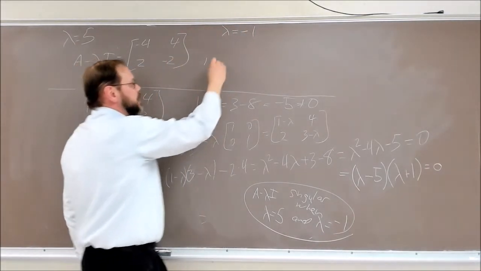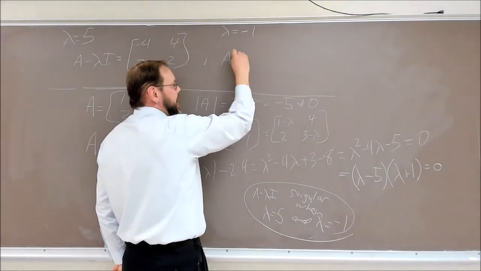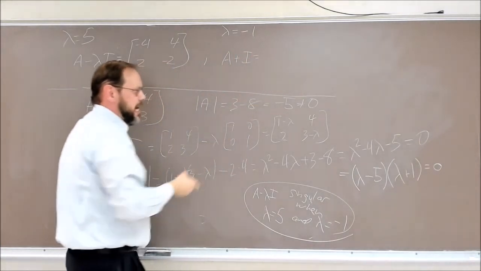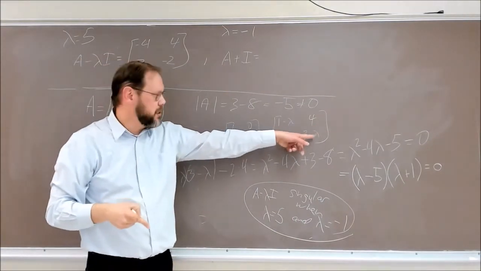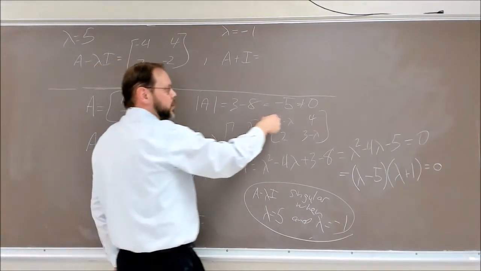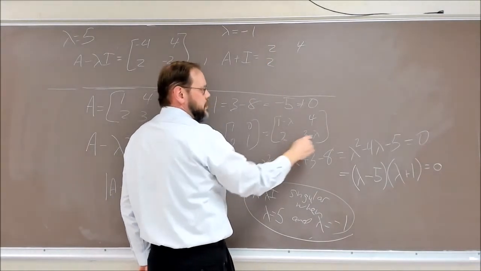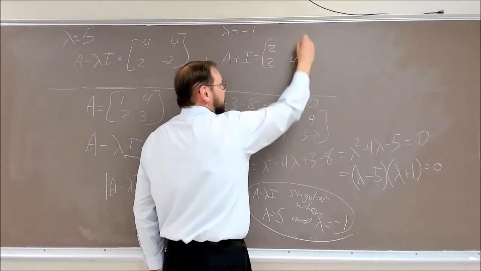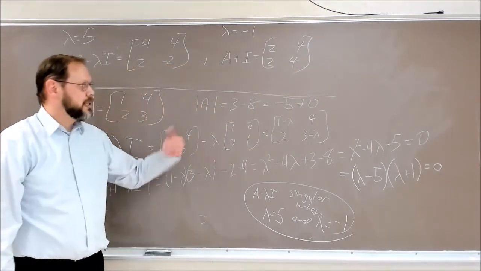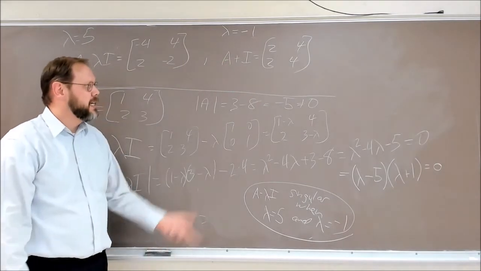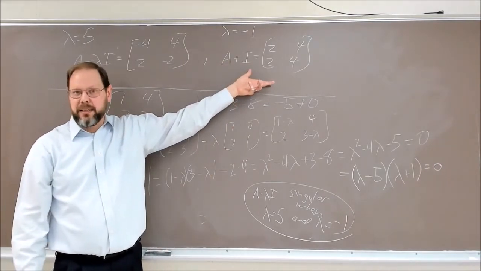Then my A minus lambda I would be A plus I. So in this case, I would add 1 to each of these diagonal entries. 1 plus 1 is 2, and a 4, and a 2, and a 3 plus 1 is 4. And actually the first row is equal to the second row. The second column is a multiple of the first column again. So I can see it's definitely a singular matrix there.